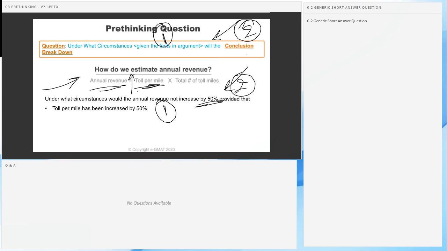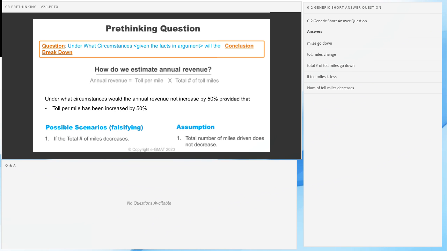What's the only scenario possible? If the product of two numbers, one of them has already increased by 50%, in what scenario would the result not go up? If the number of miles reduces. That's the only scenario. Correct? Is this clear to everyone?